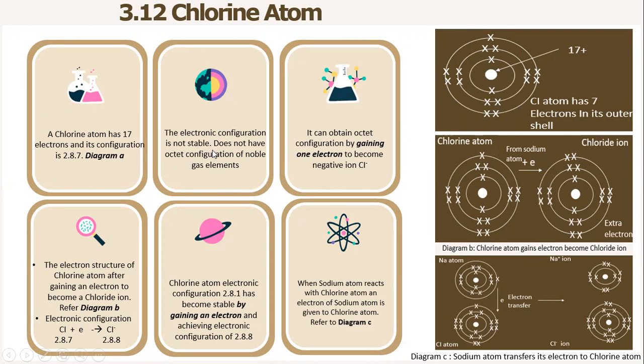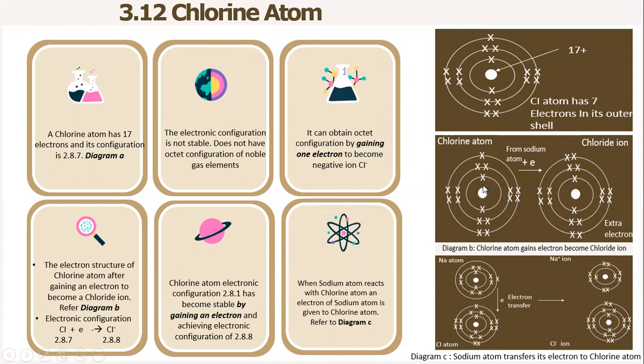And the electronic configuration is not stable, it does not have the octet configuration of noble gas elements. It can obtain the octet configuration by gaining one electron to become a negative ion. So, refer to diagram B, the electron structure of the chlorine atom after gaining an electron to become a chloride ion.